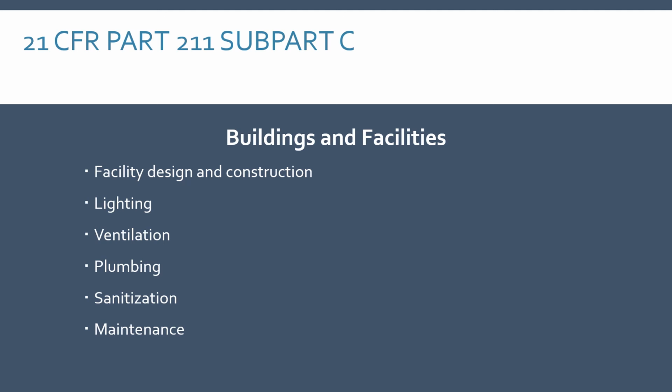Making sure that there is proper lighting. There's not dark areas. There's not areas where it's difficult to see. Ventilation, making sure that rooms are properly ventilated. Exhaust fans, weigh rooms when you're weighing the raw materials, making sure there's proper ventilation. Naturally, plumbing, sanitation, maintenance. So lots of rules that deal with the buildings and facilities themselves.